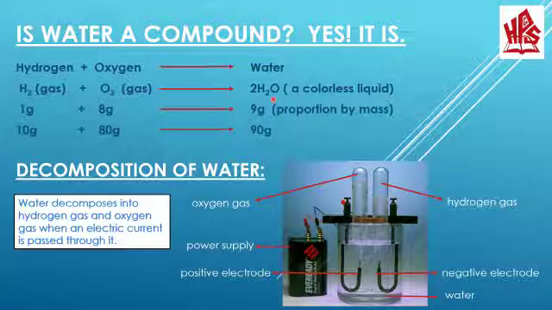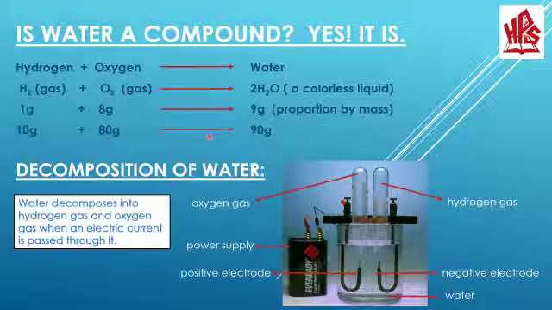If you see the proportion by mass, if we have 9 grams of water, there will be 1 gram of hydrogen and 8 grams of oxygen. Similarly, 90 grams of water will contain 10 grams of hydrogen and 80 grams of oxygen gas. This was the composition, the formation of the water molecule.